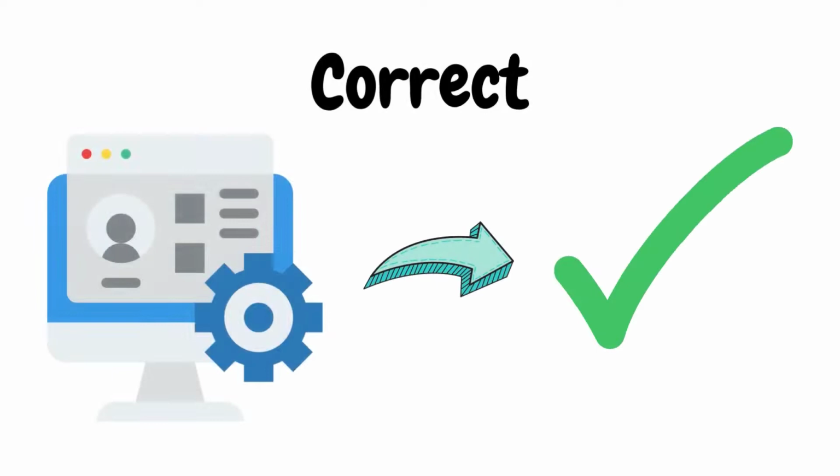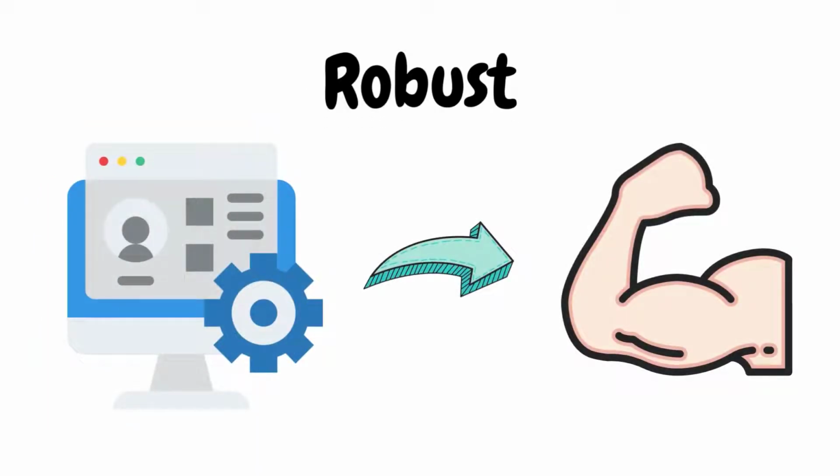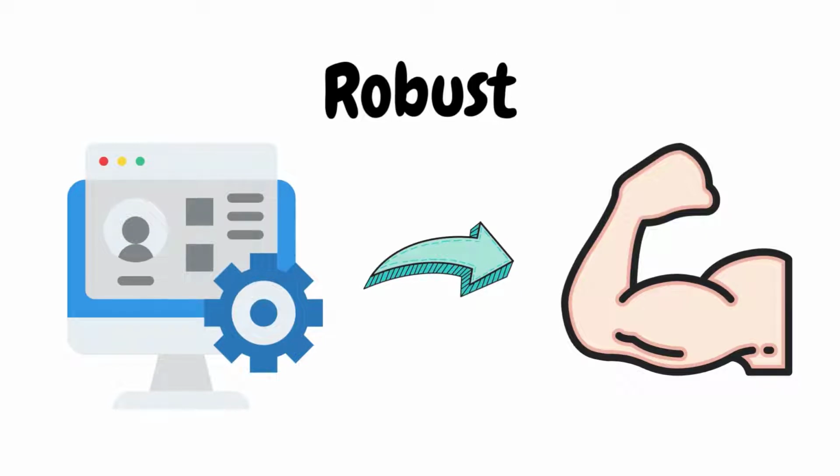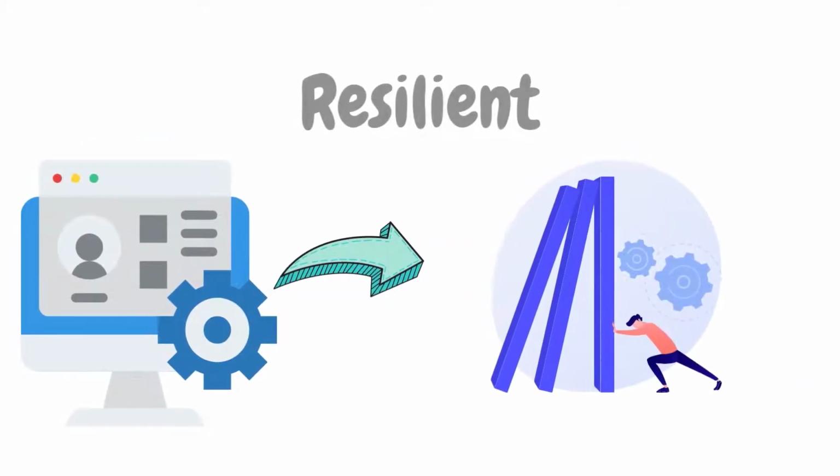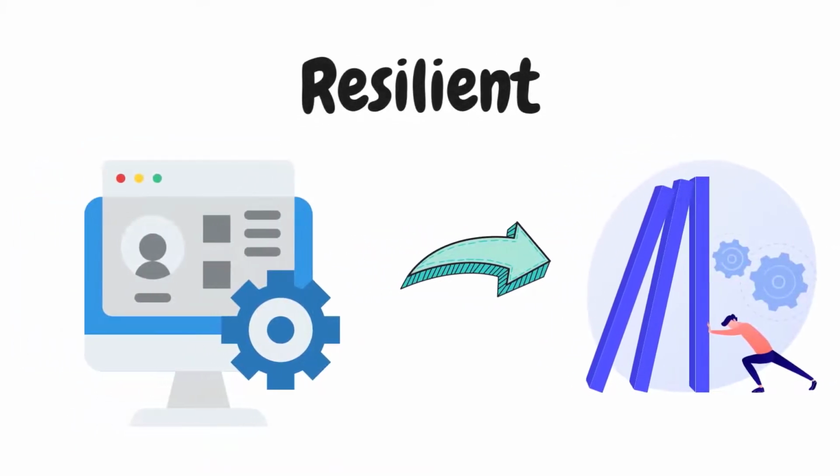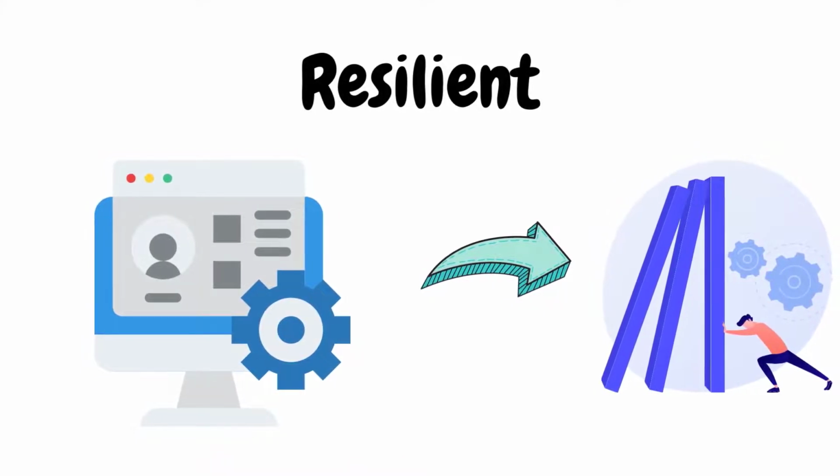An application is correct if it acts as specified. It is robust if it can take high load until it goes down. An application is resilient if it can go back to normal after disruption.